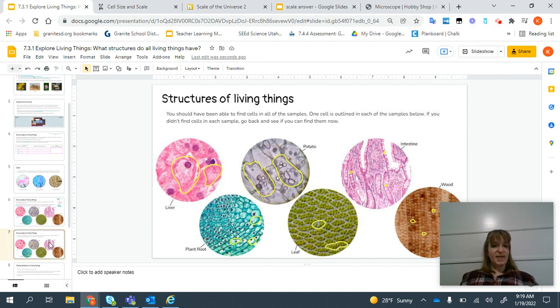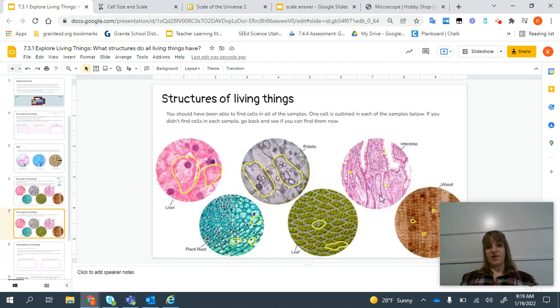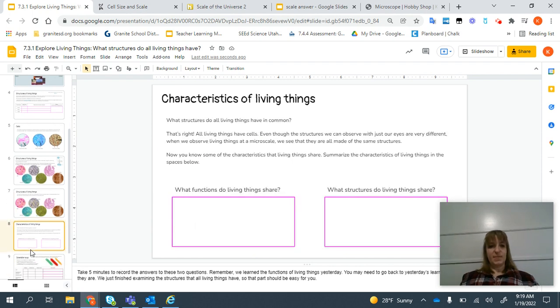All right, on slide 7, I have some of the cells outlined for each of the samples. So if you want to go back and check your work from slide 6 and see if you were right and you could identify correctly the cells on each of these samples. If you notice, like I said with the intestine and the wood, the cells are even smaller in our visual field than in the leaf or even the liver or the potato. So you had to magnify it even more to be able to see the individual cells and circle them. All right, let's move on to the next activity.